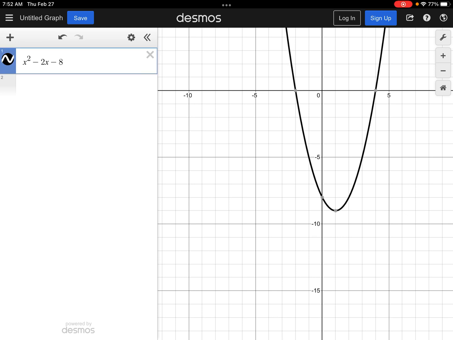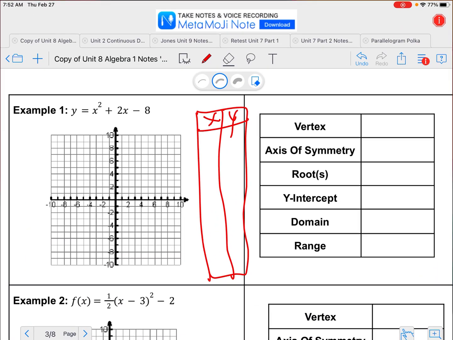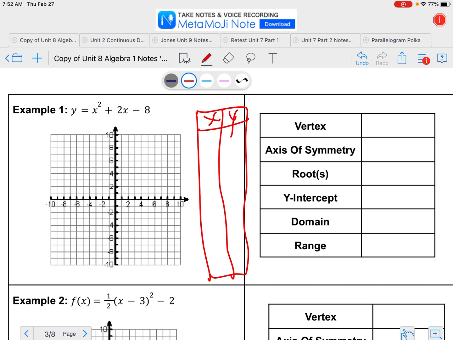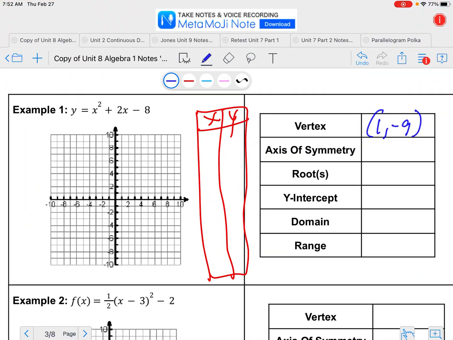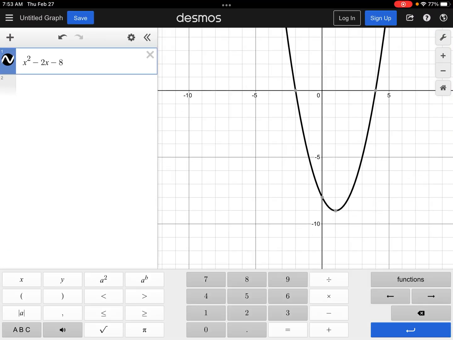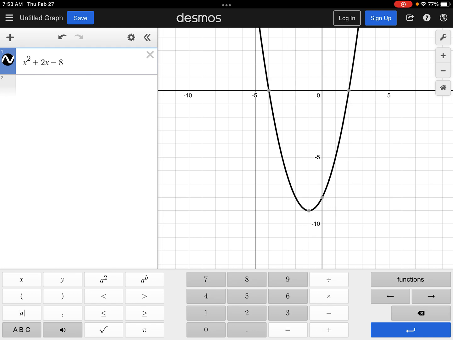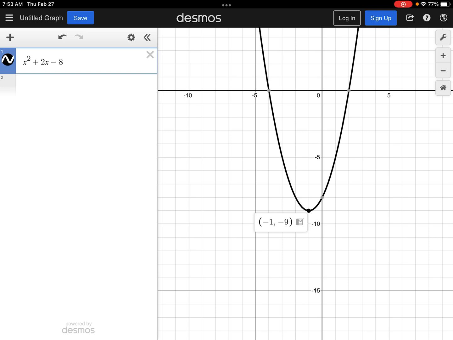If you touch or hover over the vertex, it tells you what it is. Same thing for the roots, the x-intercepts. It tells you this one has 2 roots, crosses the x-axis twice. So for my vertex, I've got 1, -9. Or was that -1? I've already forgotten. No, it was 1. I don't think I put my function in right, did I? Nope. That was a plus sign. So there we go. Our vertex is -1, -9.